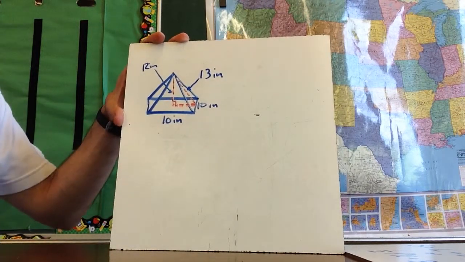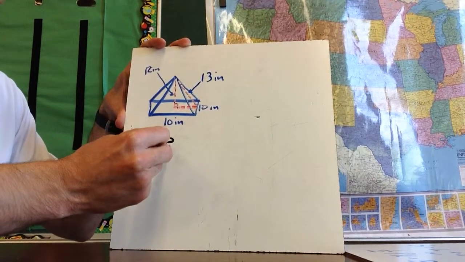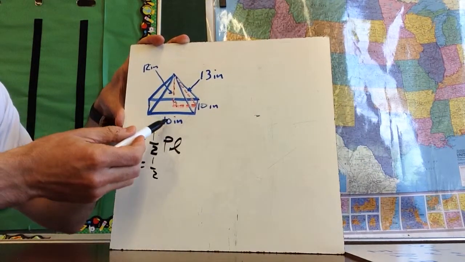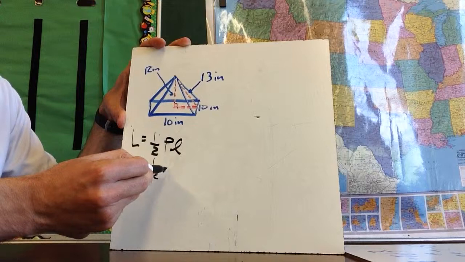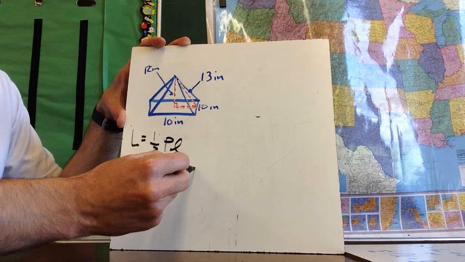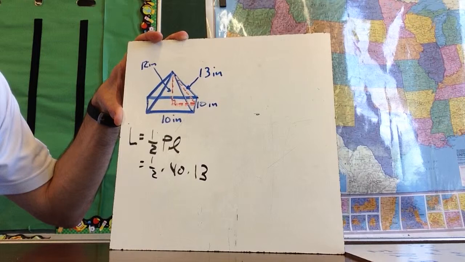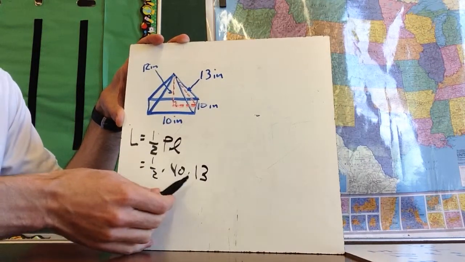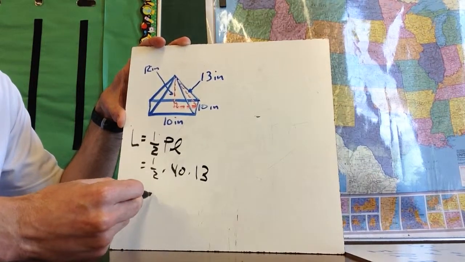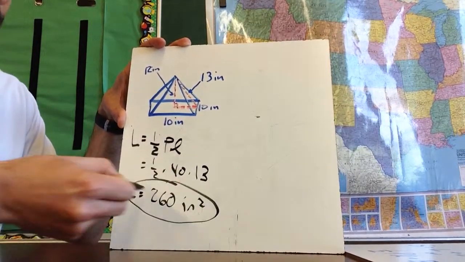To find this, let's start with the lateral area. The lateral area equals 1/2 times the perimeter of the base times the slant length. So this is going to be 1/2 times the perimeter of the base, which is 10 plus 10 plus 10 plus 10, so 40, times the slant length, which is 13. 1/2 times 40 is 20, and 20 times 13 gives a lateral area of 260 square inches.